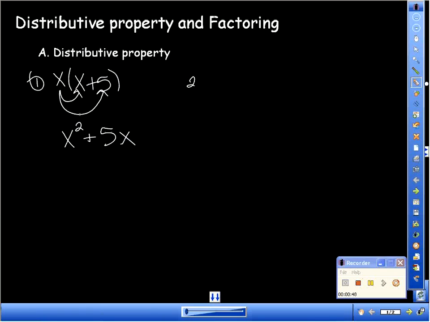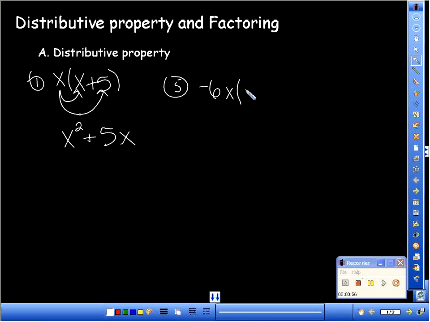I don't want to do number 2. Let's do number 5. Negative 6x times the quantity of x plus 7. What do I get when I distribute just 6x to the x plus 7? Negative 6x squared minus, because the negative times a positive makes it minus, 6 times 7 is 42x.